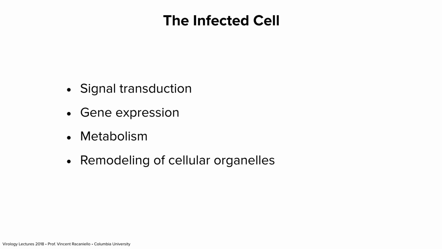We're going to talk about 4 different areas today. Signal transduction, what viruses do to alter that. Gene expression, like transcription, the production of mRNA, protein synthesis. Metabolism: we've learned in the last 10 years or so that viruses actually turn up the thermostat. They make the cells increase their metabolic activities. And finally, we'll revisit something we've mentioned a couple times, the remodeling of cellular organelles. This happens throughout the virus-infected cell, but we'll focus on a couple of examples in the cell cytoplasm.